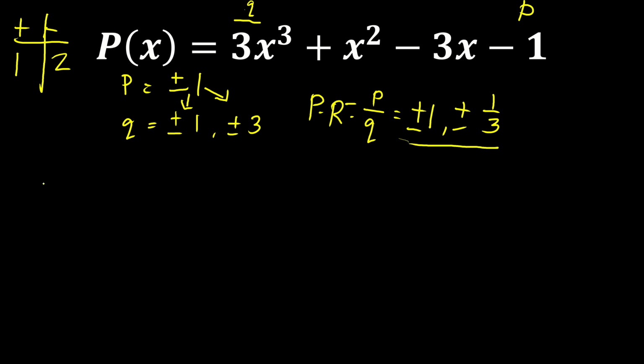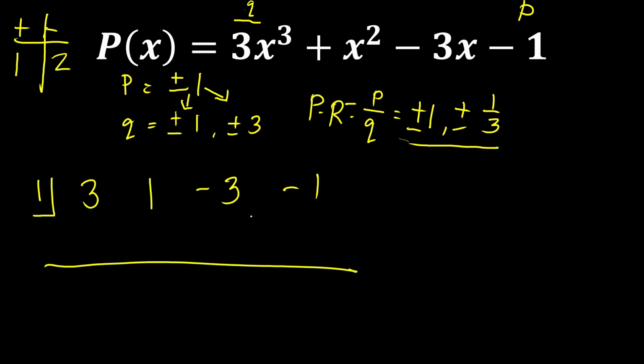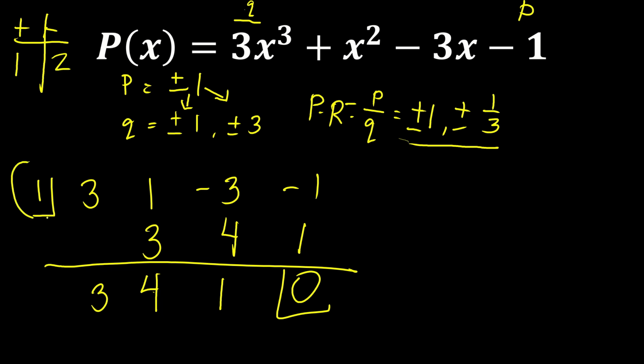Unahin natin ang whole numbers ulit. So, let's try positive 1 kasi kailangan natin ng isang positive na value ng x. So, we have 3, 1, negative 3, negative 1. We'll bring down 3. 3 times 1 is 3. 1 plus 3 is 4. 4 times 1 is 4. Negative 3 plus 4 is 1. And 1 times 1 is 1. Negative 1 plus 1, mag-iba ng sign, so 0. Since nag-0 tayo dito, that means positive 1 is one of our correct answers.